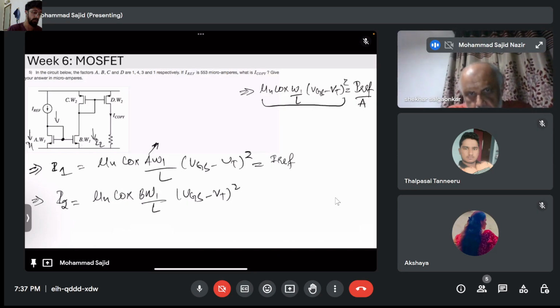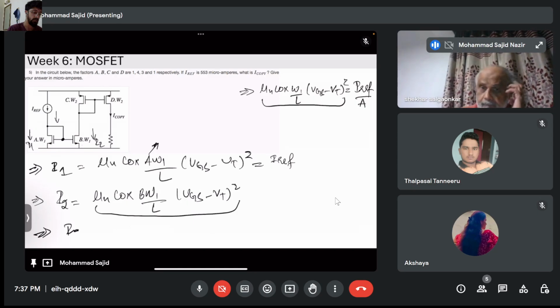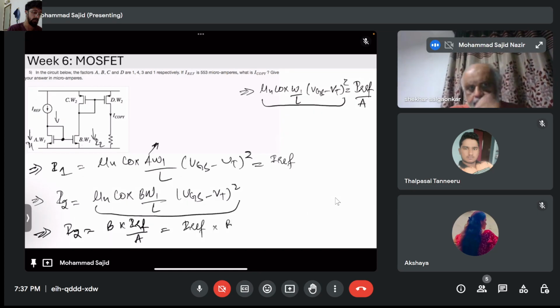Because this term is common in this equation as well, I can write I2 as B times mu n Cox W1 by L (VGS minus VT) square, which is I reference by A. This is understood, right? Let me just write it clearly. This is I reference multiplied by B by A. But that is not the goal. The goal is to calculate I copy. I copy is flowing through this branch.